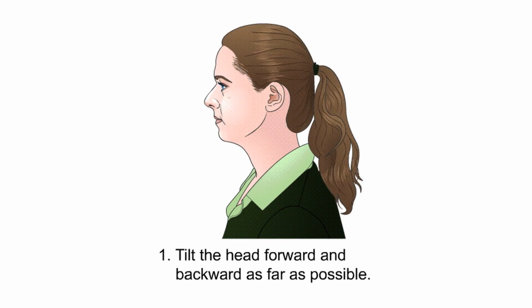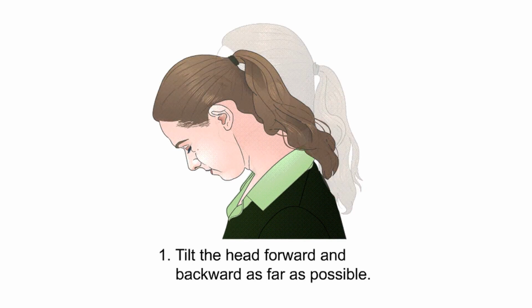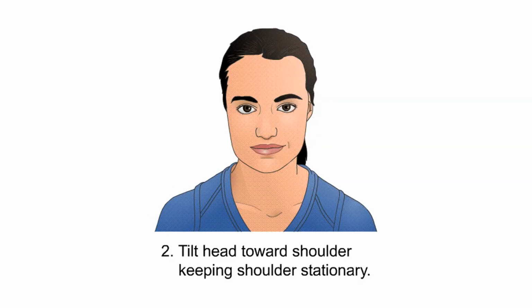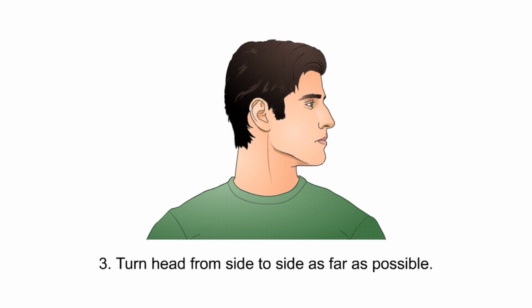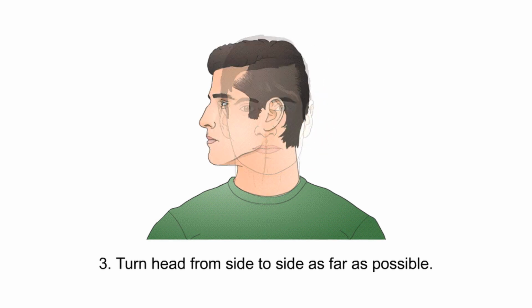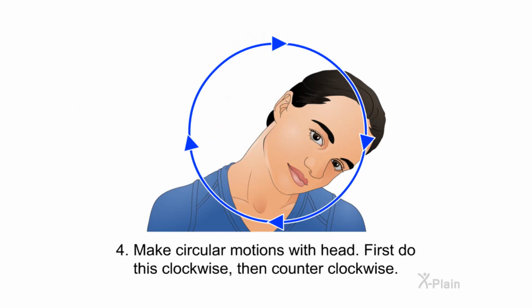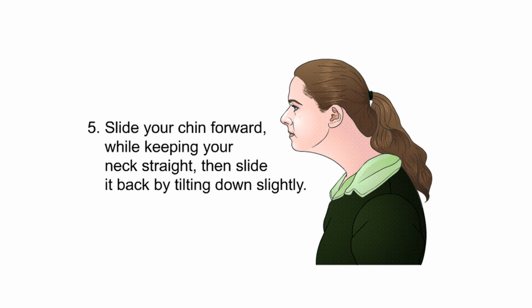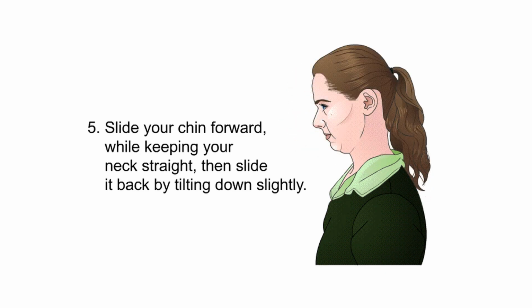1. Tilt the head forward and backward as far as possible. 2. Tilt head toward shoulder, keeping shoulder stationary. 3. Turn head from side to side as far as possible. 4. Make circular motions with head. First do this clockwise, then counterclockwise. 5. Slide your chin forward while keeping your neck straight, then slide it back by tilting down slightly.